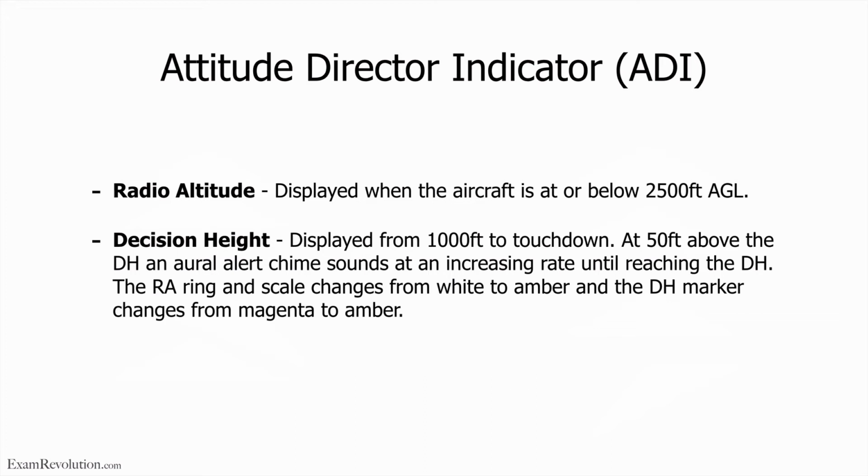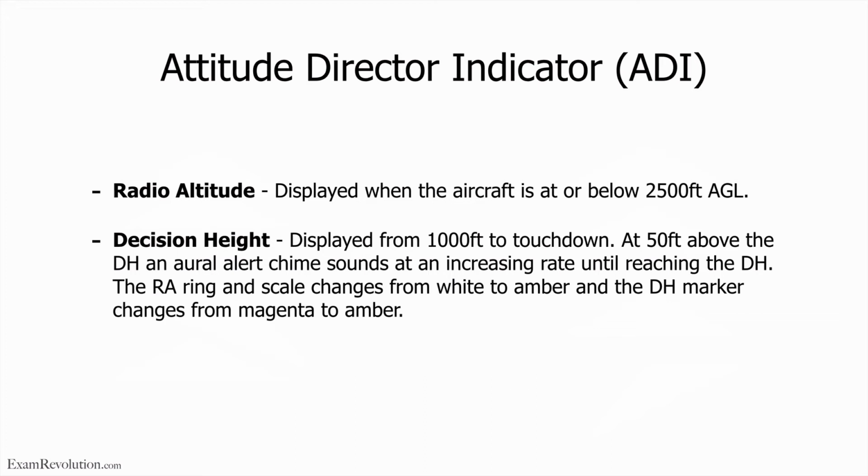And then there's also decision height that can be displayed on the ADI, and this is displayed from 1,000 foot to touchdown. So if you're doing, for instance, an ILS approach, depending on the airport that you're flying to, there will be a decision height where you need to decide, are you going around or landing? Now let's say that is 200 foot as an example. Then you would put your decision height as 200 foot on the ADI. So there's a little knob that you can turn and you set 200 foot.